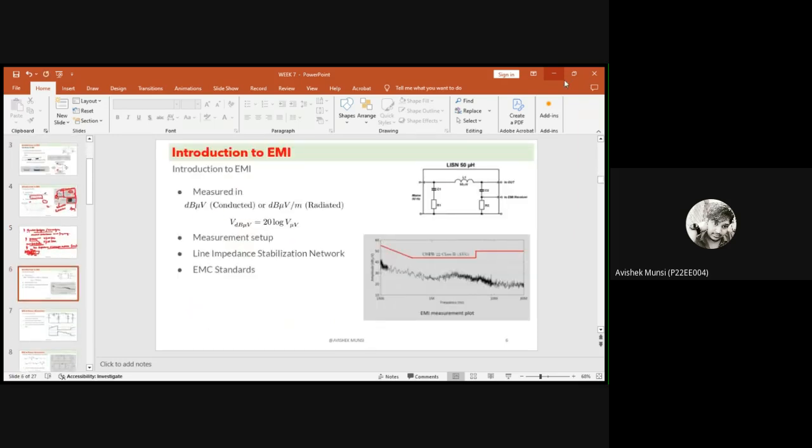We'll go more into the LISN, but if you have any doubt regarding this, you can ask. I'm giving 2 minutes to recall this. If you have any doubt, you can ask.